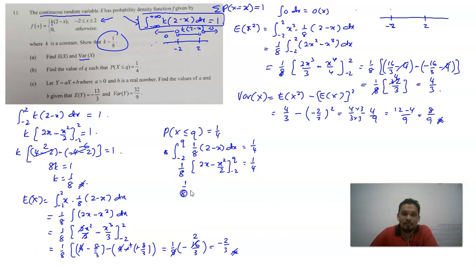Okay, so 1 over 8, substitute x with q, then we get 2q minus q squared divided by 2, minus, negative 2 times 2 equal to negative 4, and for this one here, negative 2 squared equal to 4 divided by 2 equal to 2, equal to 1 over 4.